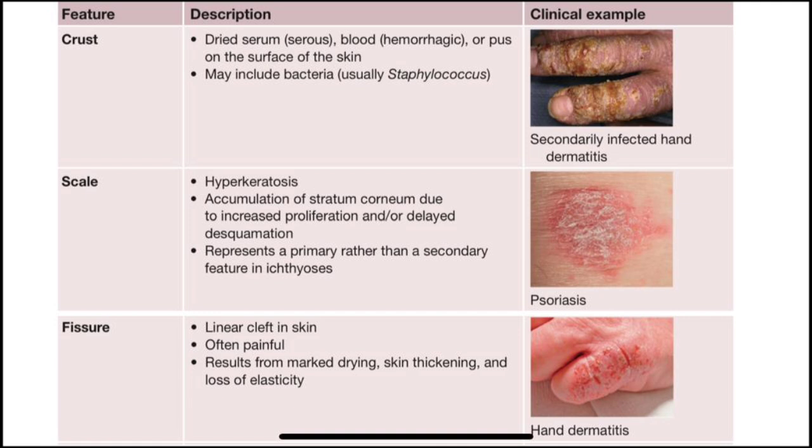Scales are due to accumulation of stratum corneum due to increased proliferation or delayed desquamation. In ichthyosis, it represents a primary lesion rather than a secondary feature. Fissures are linear clefts in the skin which are often painful and result from marked drying, skin thickening and loss of elasticity.